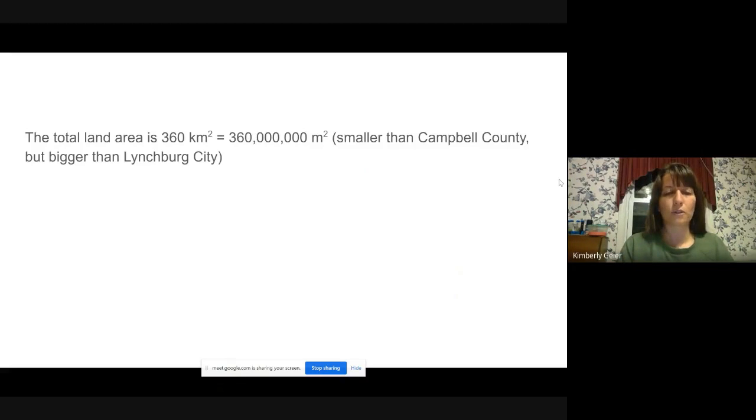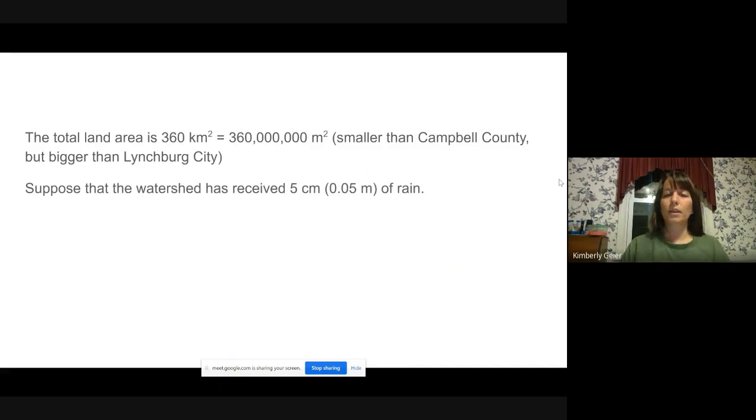Let's suppose that this area gets 5 centimeters of rain. 5 centimeters is about 2 inches. 2 inches is a good amount of rain. It's a lot of rain, but it's not unheard of. Like, we just got 2 inches of rain or more a few days ago. So let's suppose that our area gets 5 centimeters of rain. How much water has hit our watershed?